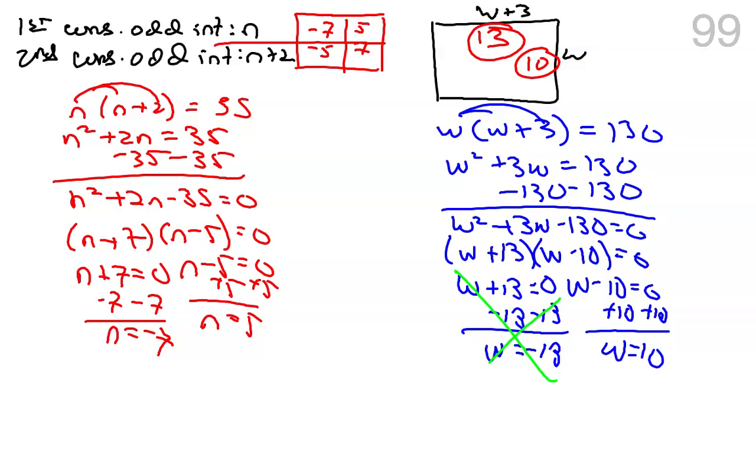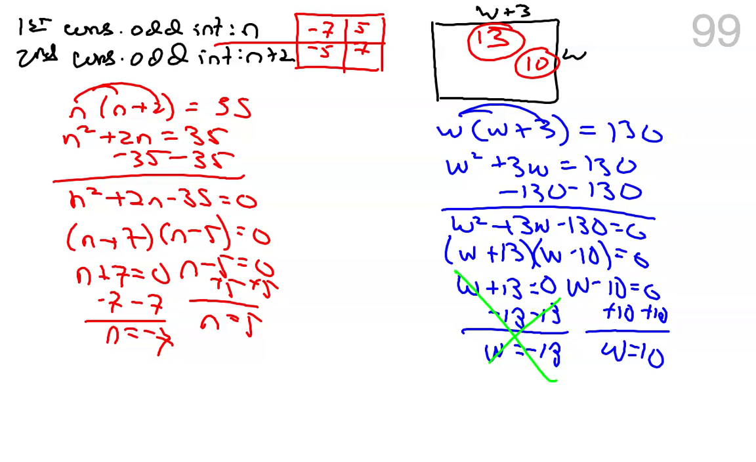Okay, are there any questions about any of this? How come on the first question about consecutive odd integers, I didn't reject any answers, but on the second one about the rectangle, I did? Because it has to have an area of 100. Well, if this was negative 13 and the other one was negative 10, when I multiply them, I get 130 also.